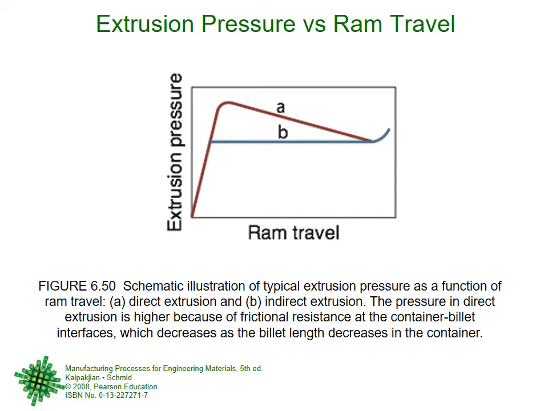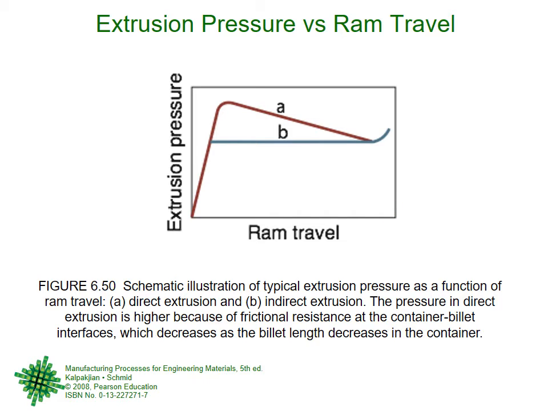So here, extrusion pressure versus ram travel. As you keep on pressing the ram, originally the whole billet is there. Now I have pressed this much. Now I have pressed this much. Now I have pressed this much. So once I have pressed until here, now only this much length of the billet, the remaining length of the billet is in contact, isn't it?